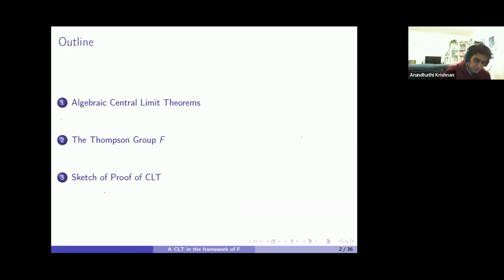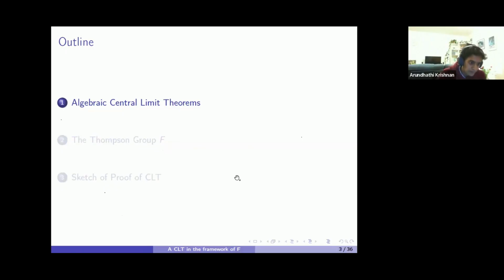So here's a brief outline of my talk. I'll talk for a little while about algebraic central limit theorems. By this, I mean I'll talk about central limit theorems in a non-commutative context. I'll start with the classical central limit theorem and how it fits into this more general notion of algebraic central limit theorems. I'll say a little bit about the Thompson group F, and then I'll state and give a sketch of a proof of a central limit theorem in the context of the Thompson group F.